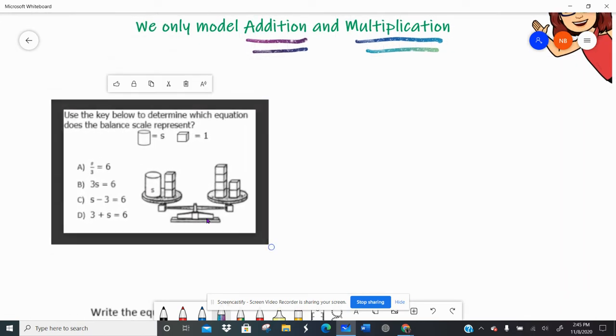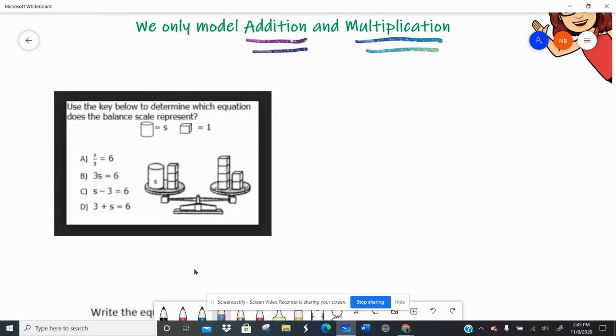When you have a picture of our equation, we really want to pay attention to the key. This one says use the key below to determine which equation the balance scale represents. Remember, with an equation, there's an equal sign, which means the left and the right-hand side equal each other, so they're balanced. For the key, we have the cylinder is s and the cube is 1.